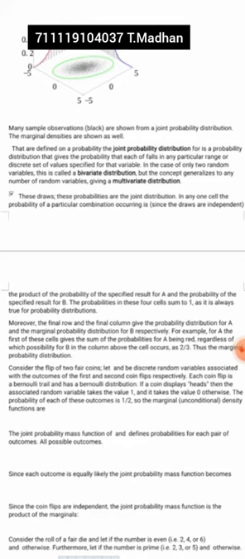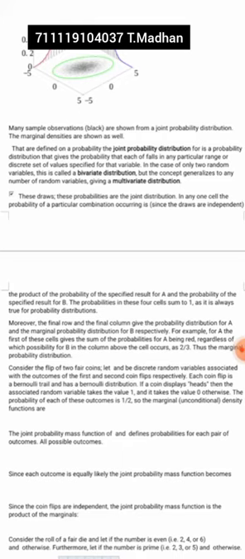Moreover, the final row and the final column give the marginal probability distribution for A and the marginal probability distribution for B respectively. For example, the first of these cells gives the sum of the probabilities for A being red, regardless of which possibility for B in the column above the cell occurs: 2 by 3. Thus the marginal probability distributions.